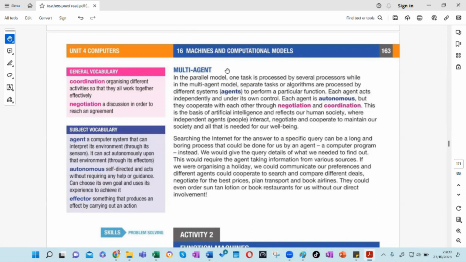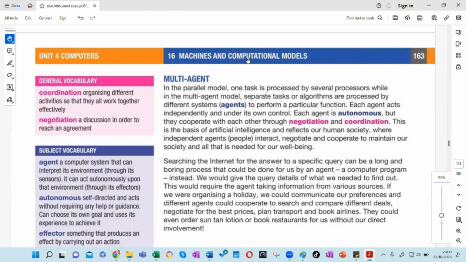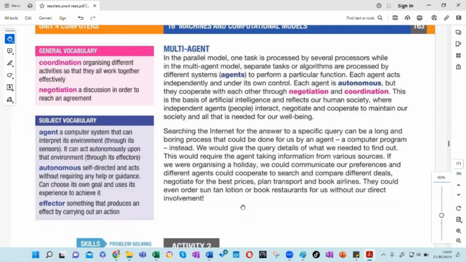Okay, right. So the final model is multi-agent. Now this is something like this. This is a more complex model, right? Okay, let me take a screenshot.